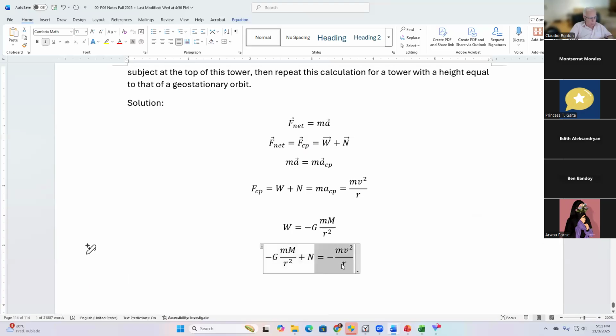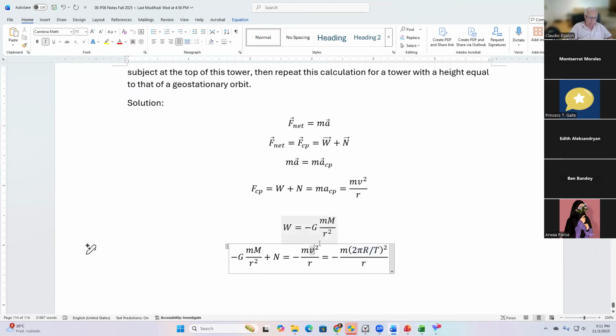And I have to replace the velocity here. Here you go. Now I have to replace this velocity with 2 pi r. R is going to be the radius of the Earth divided by the period of rotation of the Earth. Do you see the difference now?